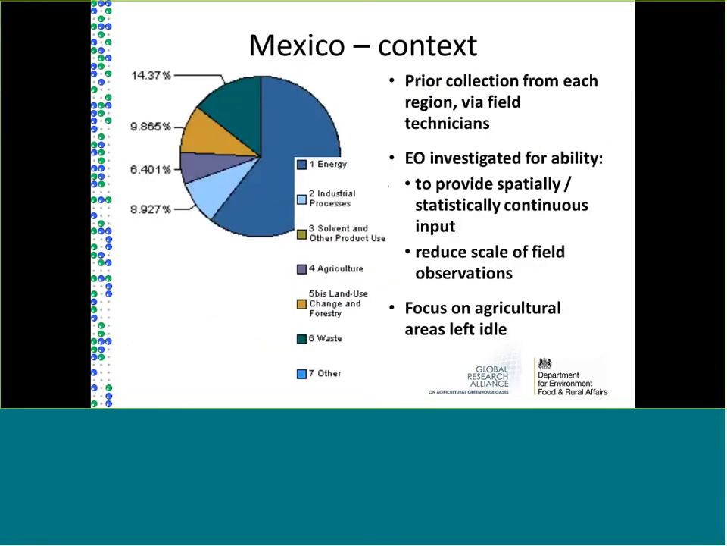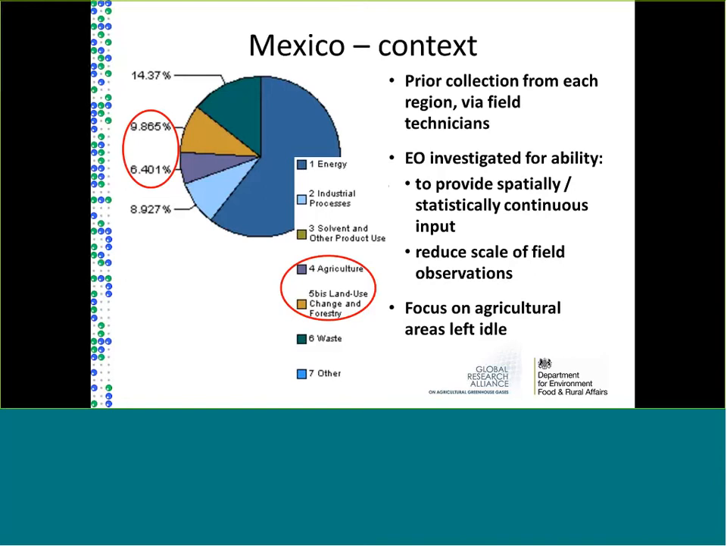Moving now on to Mexico, and again, this is still change detection. And in the case of Mexico, we can see from this graph here that about 15% of greenhouse gas emissions are attributable to agriculture, land use change, and forestry. Prior to the use of Earth observation, Mexico collected data from each region via field technicians.